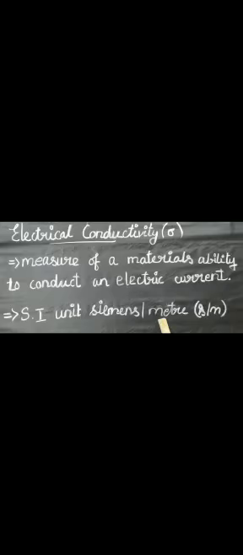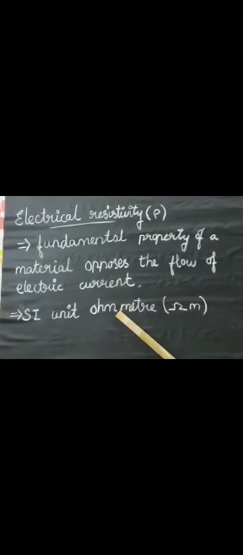Next we can see the electrical resistivity. Electrical resistivity is also known as the specific electrical resistance. Otherwise we can also say volume resistivity. It is the fundamental property of a material that quantifies how strongly that material opposes the flow of electric current. That is the electrical resistivity. The SI unit of the electrical resistivity is ohm meter.